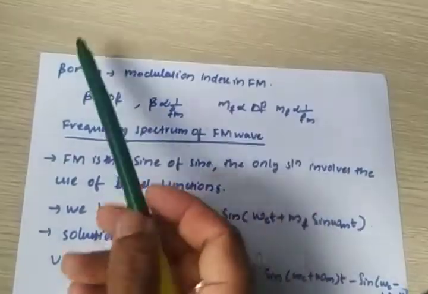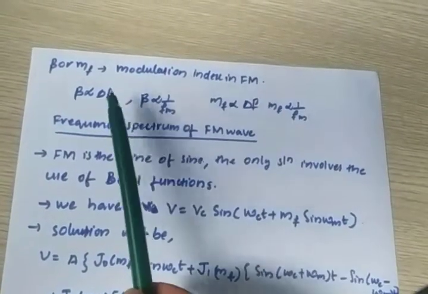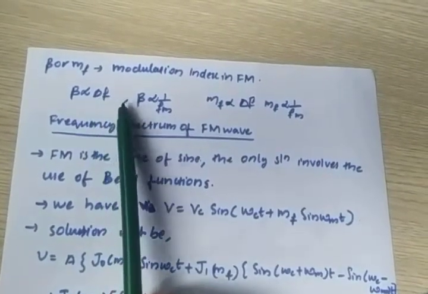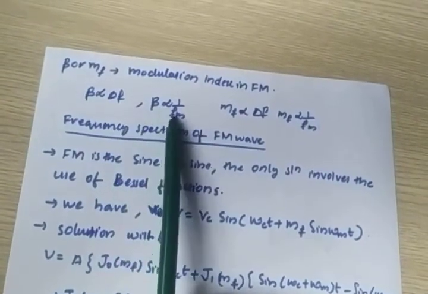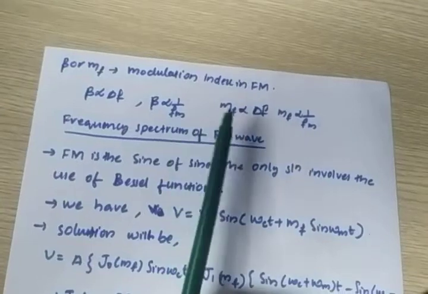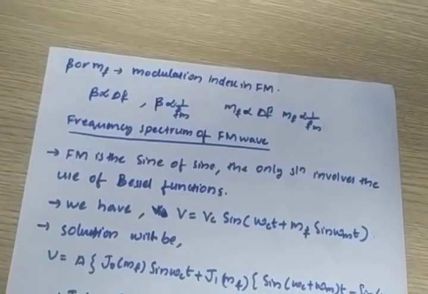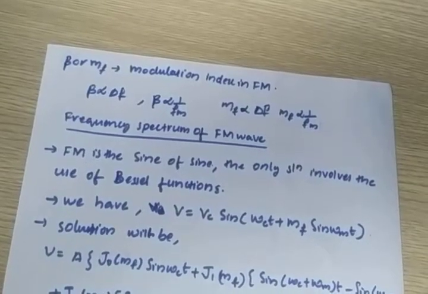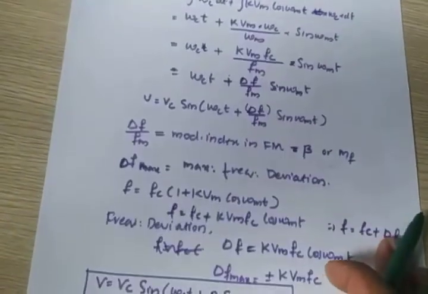So this beta or mf is normally called the modulation index. Modulation index beta equal to delta f by fm. That means it is directly proportional to delta f and inversely proportional to fm. Of course, you can use beta or mf whichever way you want. These are the two kinds of representation. So this is the mathematical representation and derivation of fm.